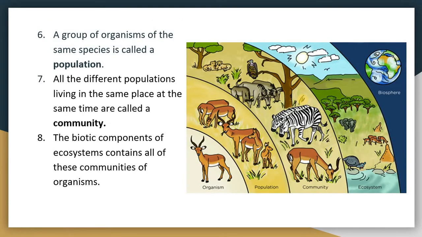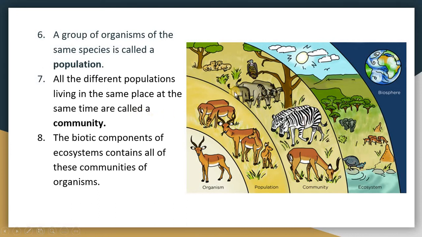And next, a group of organisms of the same species is called a population. You see the deer here, this animal here. Animals of the same type, of the same species, we call them a population. And all the different populations living in the same place at the same time are called a community.